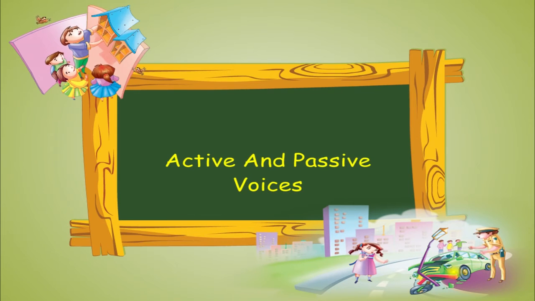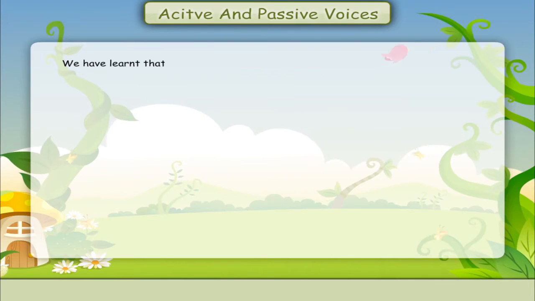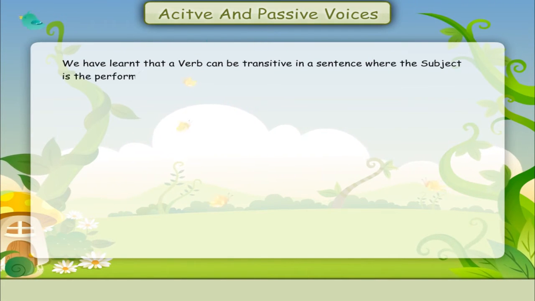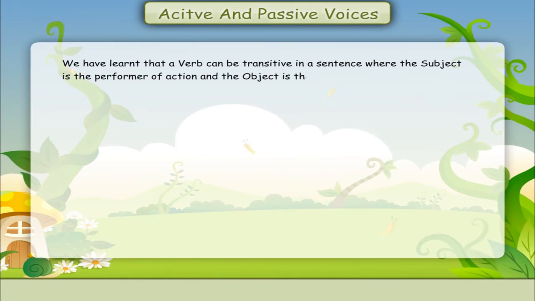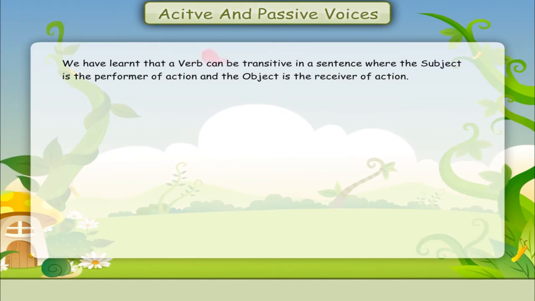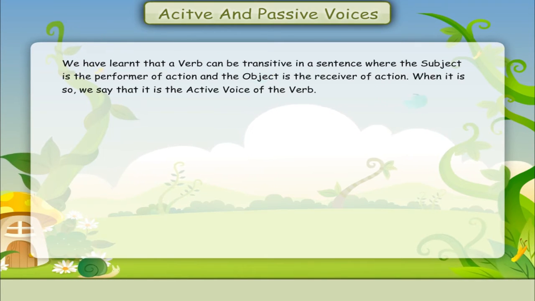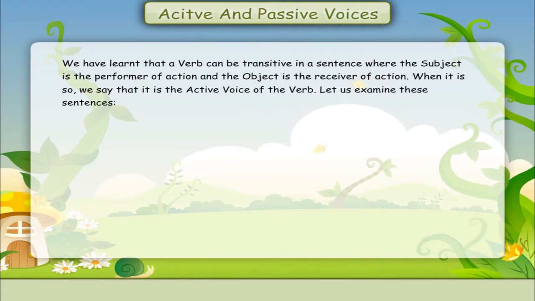Active and passive voices. We have learnt that a verb can be transitive in a sentence where the subject is the performer of action and the object is the receiver of action. When it is so, we say that it is the active voice of the verb. Let us examine these sentences.